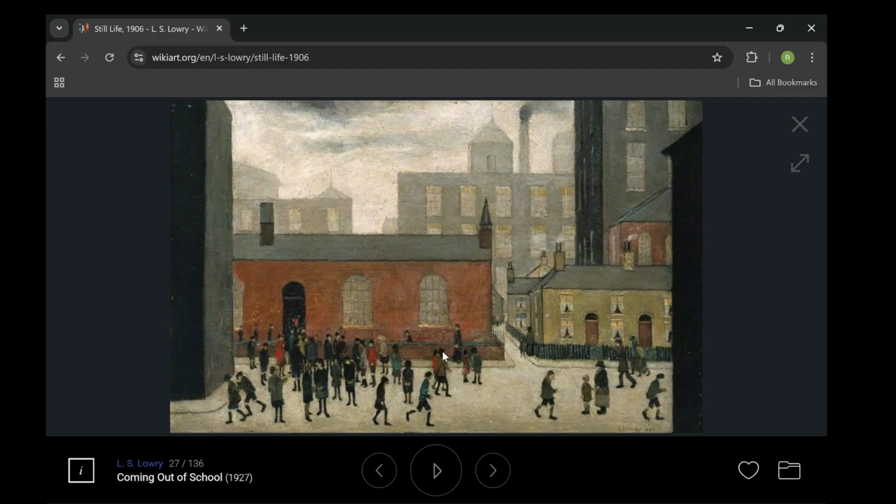Yes, what do we say about this? I don't know. Is this school? Kind of reminds me of school. Coming out of school. Look at that. So, some children coming out of school. What's more day-to-day than that?